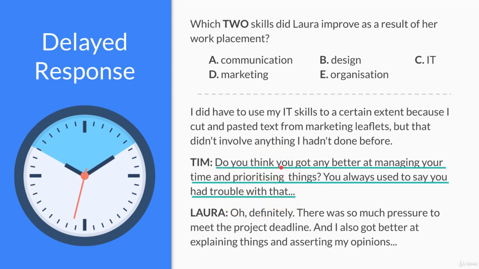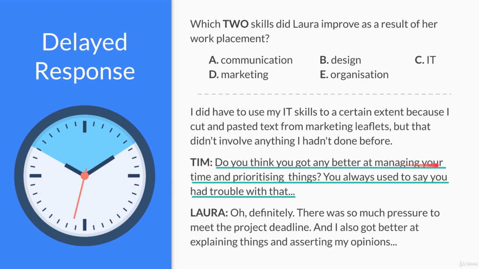Right here, Tim says, "Do you think you got any better at managing your time and prioritizing things? You always used to say you had trouble with that." Guys, can you guess what that is synonym language for? Right here we have the correct answer. But which of these letters do you think this is the correct answer for?